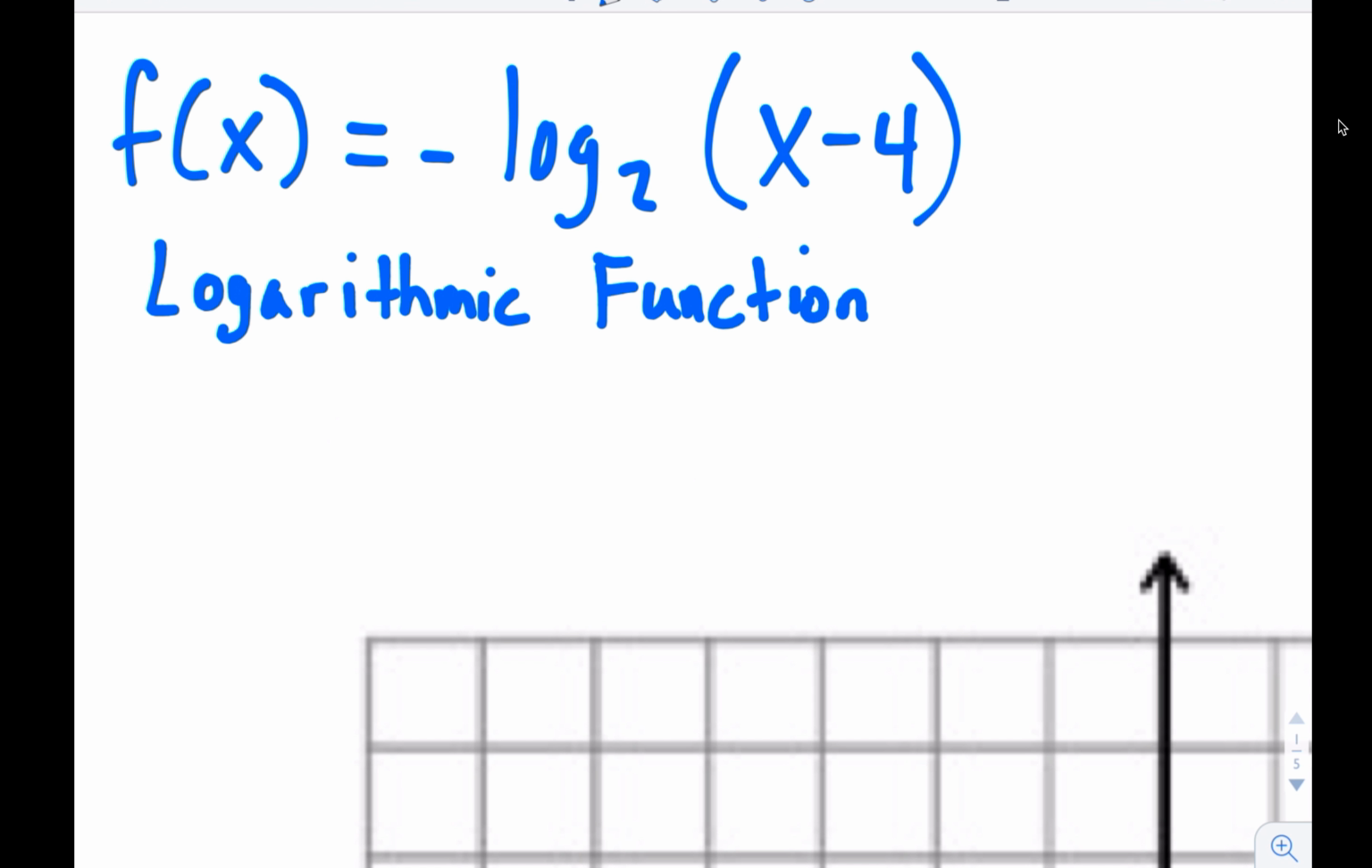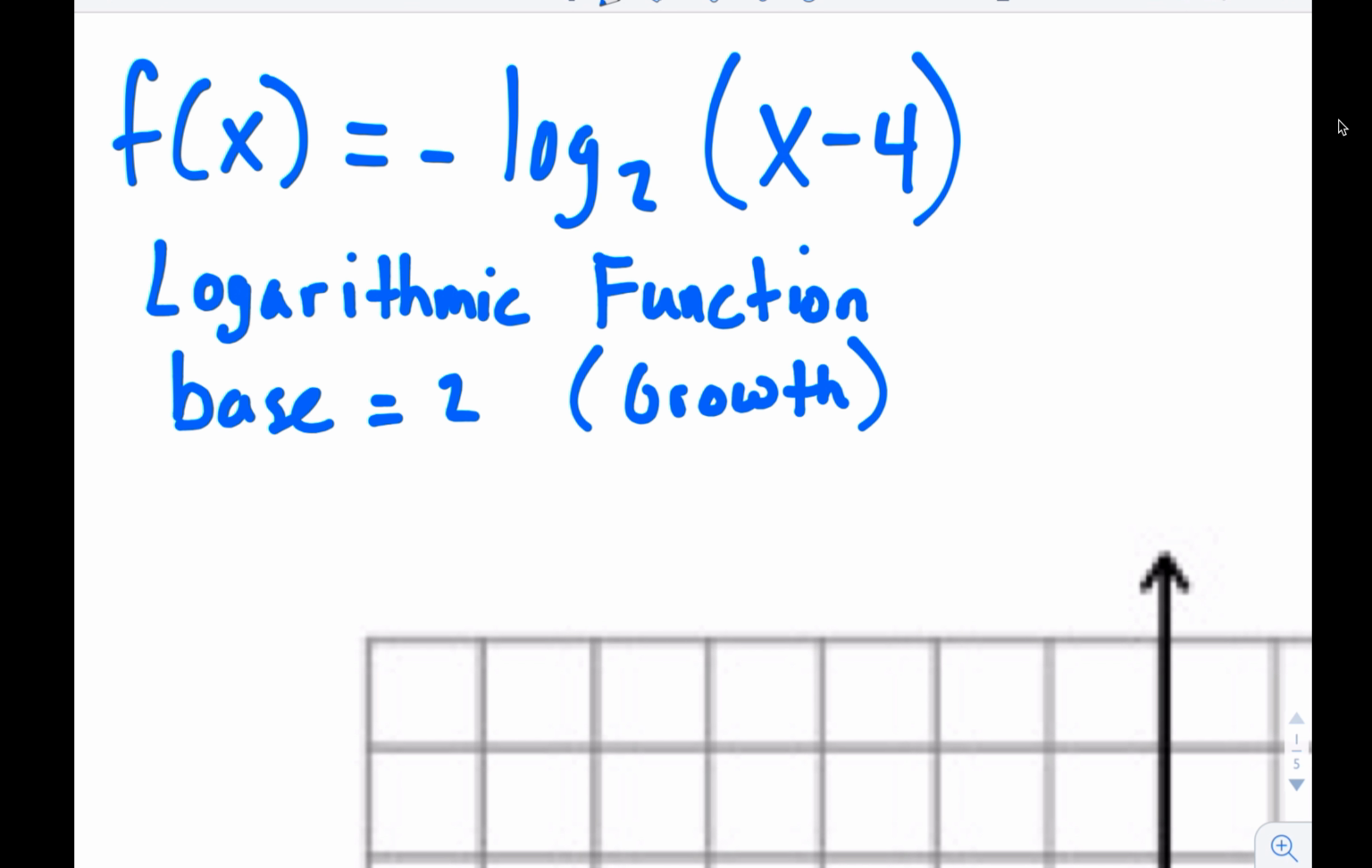Okay, so my base here is 2. So I know that that also means that this should be a growth function. Now if your base is less than 1, say if it's a fraction, then it's a decay. It's going to have a different shape to it. So any log graph looks very similar to this. It's going to go through (1, 0), and then have a vertical asymptote at x equals 0. So what we're going to do is just change what that graph looks like.